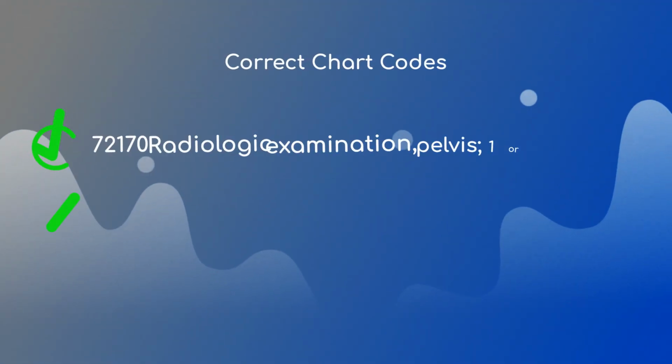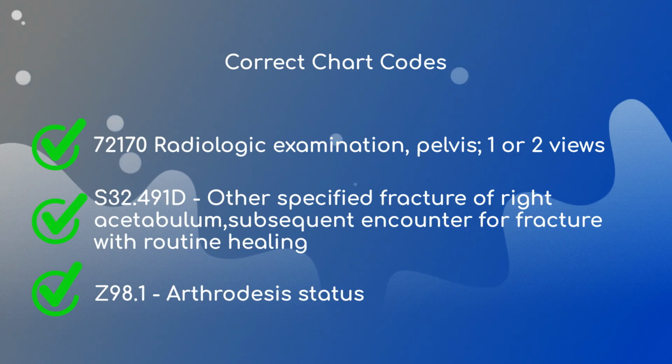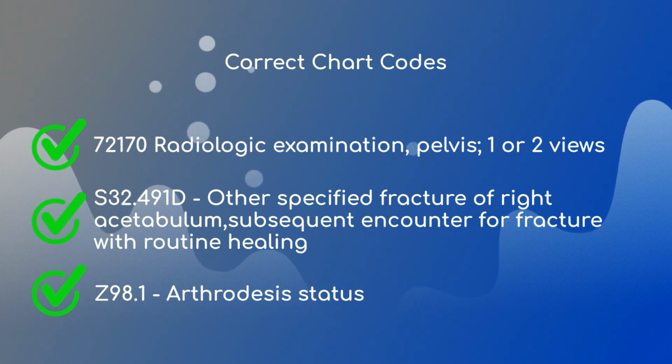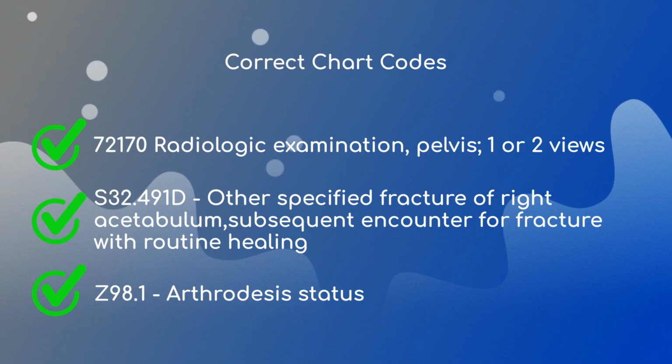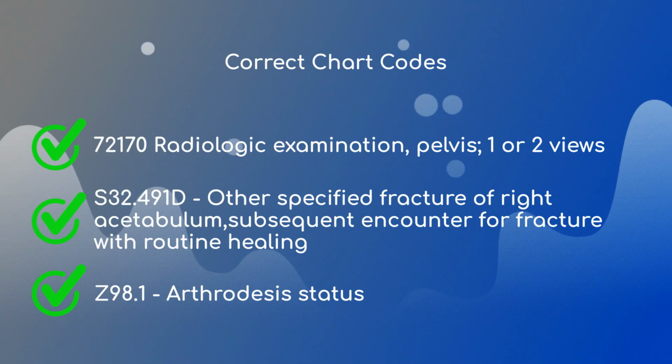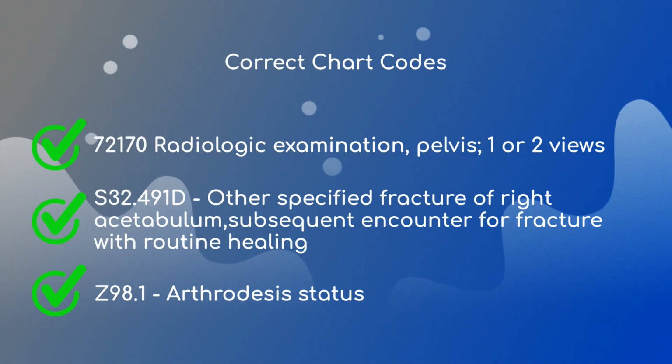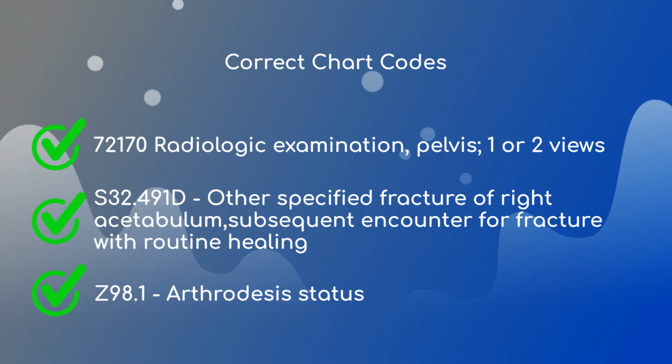The correct codes for this report are 72170, Radiologic Examination, Pelvis, 1 or 2 views, S32.491D, other specified fracture of the right acetabulum, subsequent encounter for fracture with routine healing, and Z98.1, arthrodesis status.